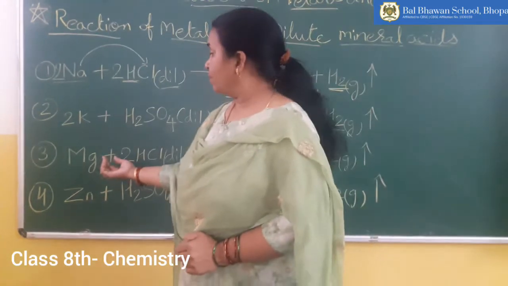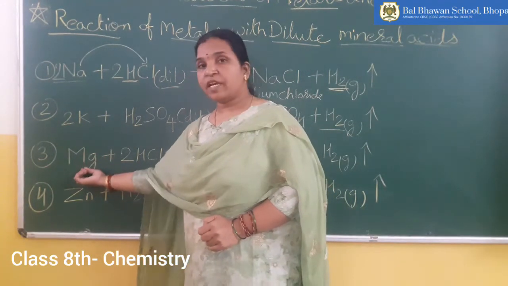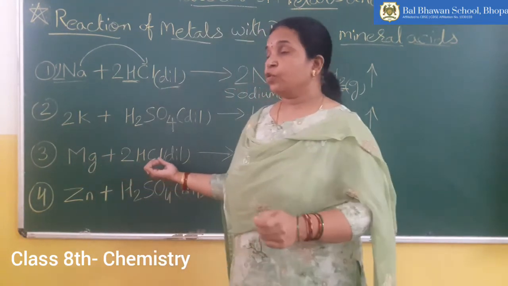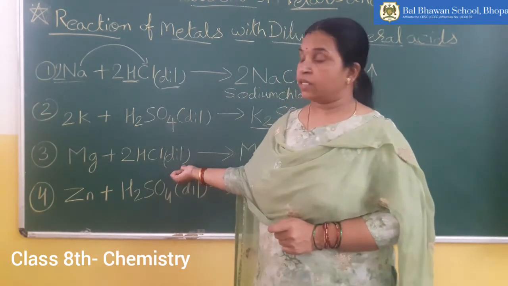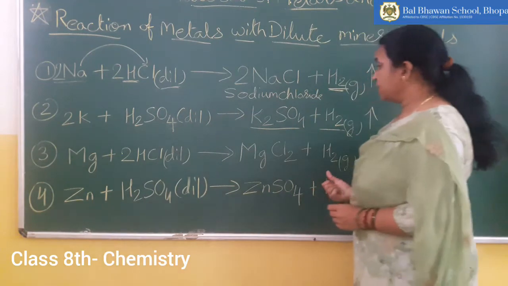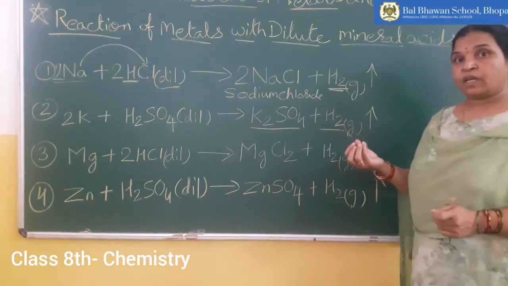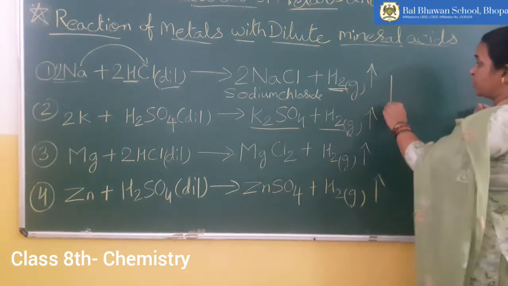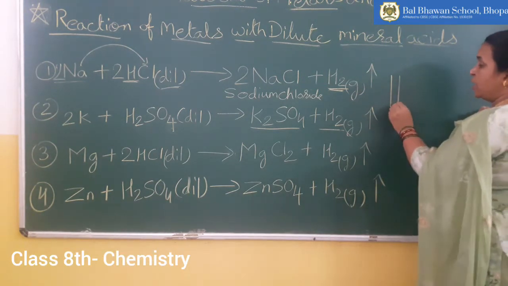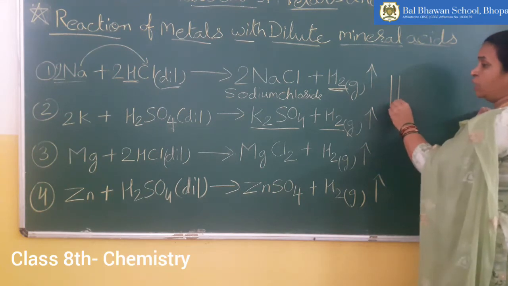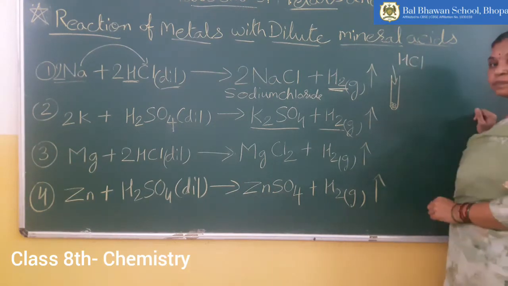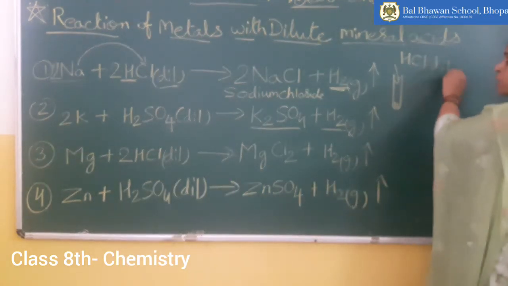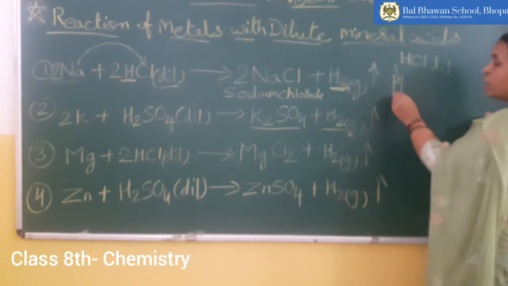If we allow this reaction, we take pieces of magnesium and put them in a test tube containing dilute hydrochloric acid. Then we will observe that bubbles are coming out. Suppose this is the test tube and I have taken a piece of magnesium and added dilute hydrochloric acid. Then after a few minutes we will observe the bubbles coming.